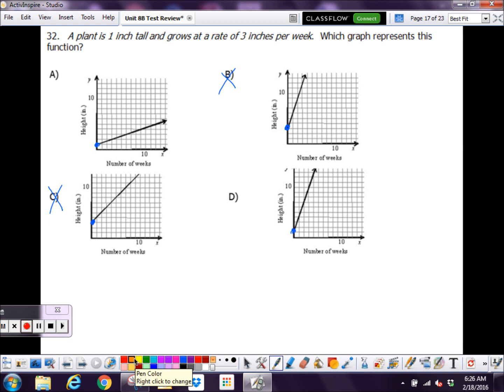Now we need to look at which one is growing at 3 inches per week. Well, if I pick 2 pretty points on this first graph, I'm going up 1 over 3. So my slope is 1/3. If I look at answer choice D and I pick 2 pretty points, I'm going up 1, 2, 3, and over 1. So that's the one that has a slope of 3. So D is my answer.